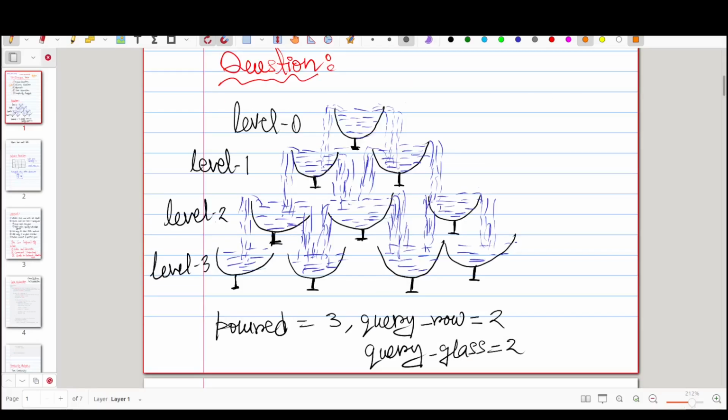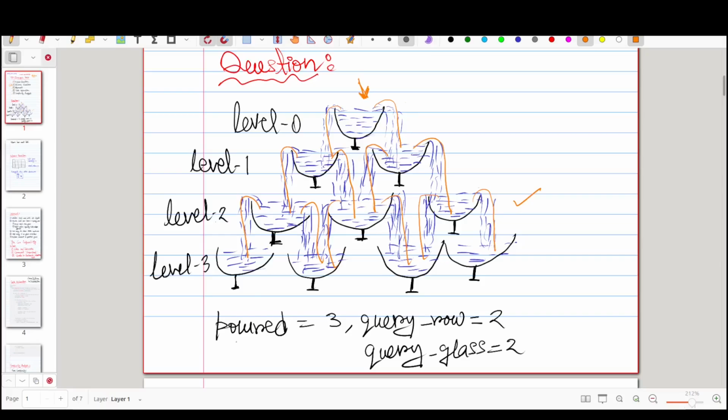So the question is, there are many glasses arranged in a manner such that when we fill the top glass with water, once it is full, it will flow to the glasses below it this way. When those are full, water will flow to the next glasses, and when this level is also filled, it will go to the next level. So these will be the flow directions. This way the water will be filled, and we always fill the top glass only.